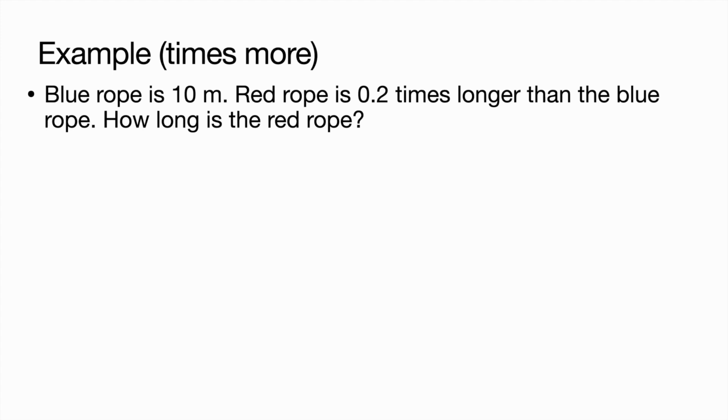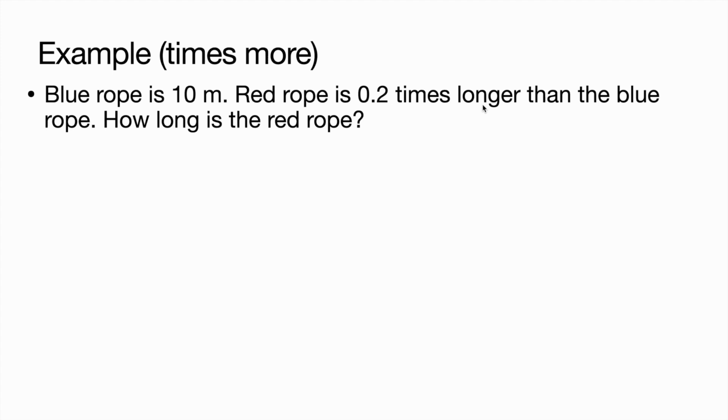Let's see another example of times more. Again, in this basic setup, the blue rope is 10 meters, and the red rope this time is 0.2 times longer than the blue rope. In this rope case, we use longer instead of more, but basically they have the same meaning. Again, we want to know the length of the red rope.